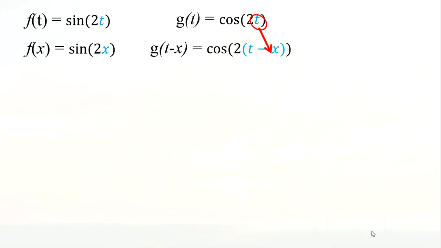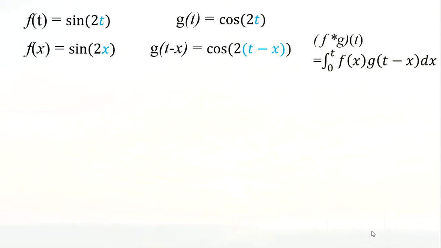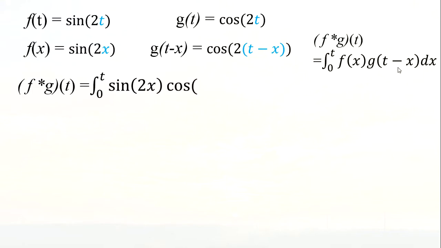Now let us see what the convolution rule is. Convolution rule is f convolution g of t is equal to integral from 0 to t f of x g of t minus x. This is the convolution rule. So we found f of x for this part and g of t minus x for this part. Let us substitute this in the rule. F convolution g of t is equal to this rule, and we have substituted f of x here and g of t minus x here.